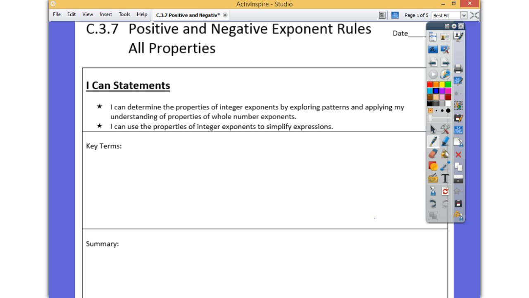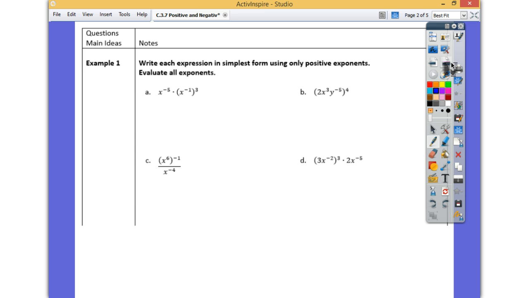I can statements. I can determine the properties of integer exponents by exploring patterns and applying my understanding of properties of whole number exponents. Also, I can use the properties of integer exponents to simplify expressions. Basically you've been doing these in this unit already. So let's do some more practice pulling all the properties together and simplifying.